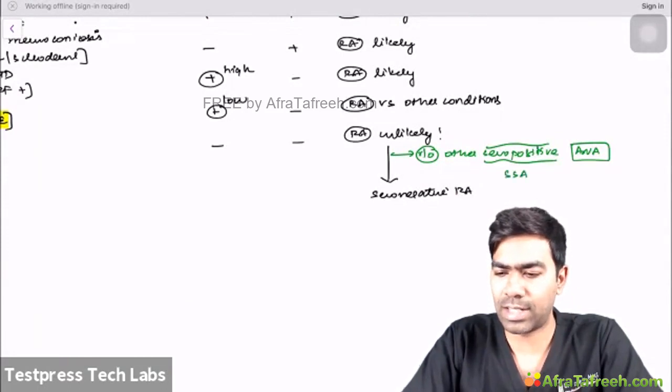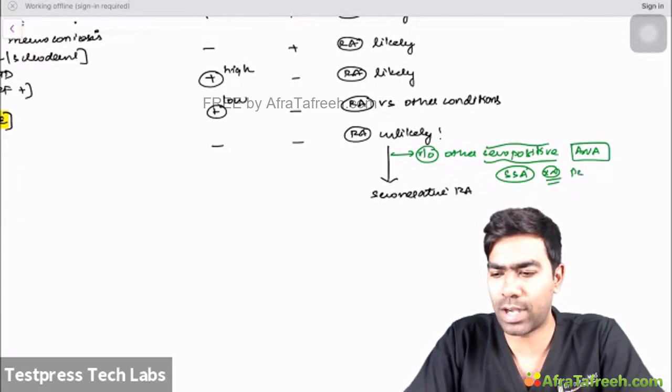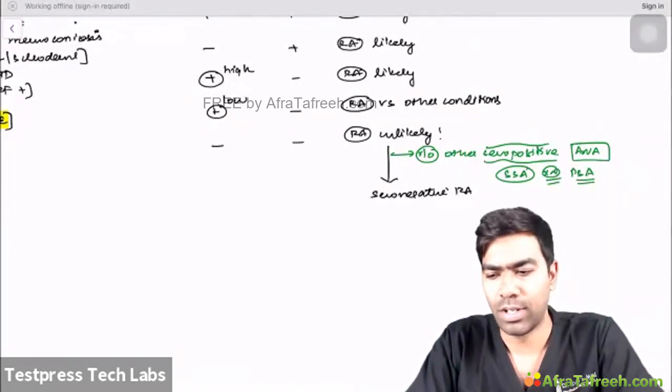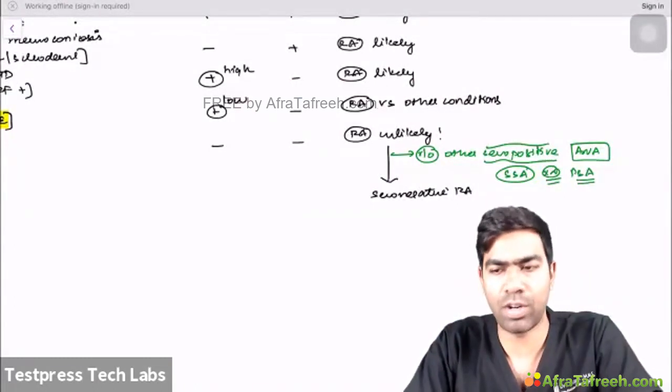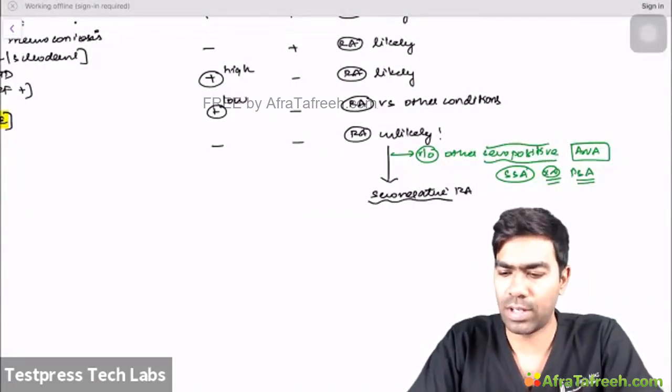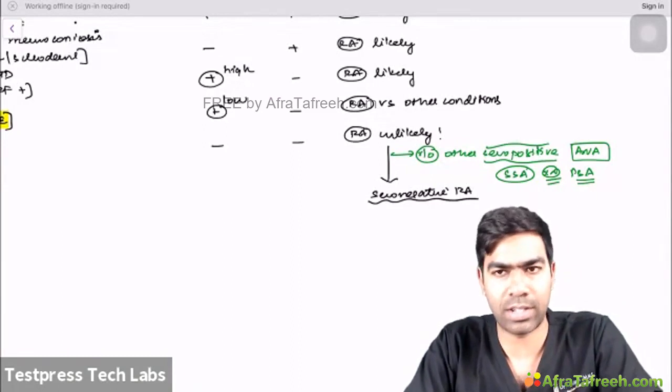For example, SSAs has to be ruled out. The most important in the context of rheumatoid arthritis is going to be psoriatic arthritis. That has to be ruled out. And many, many other diseases are there, which I'll tell you in some time. So after ruling out all these possibilities, then only you have to make a diagnosis of seronegative arthritis.